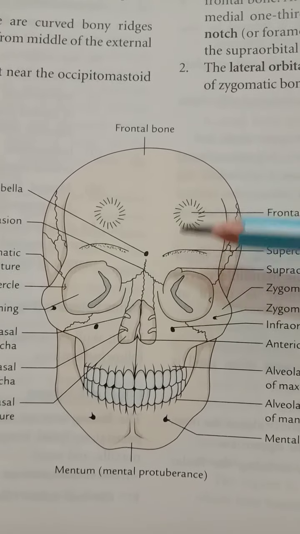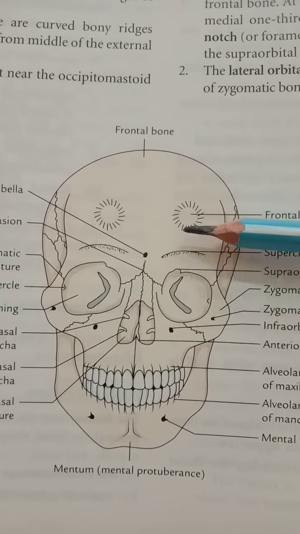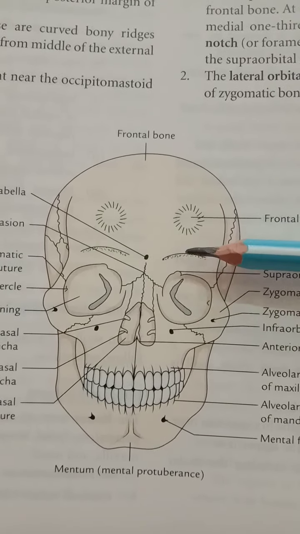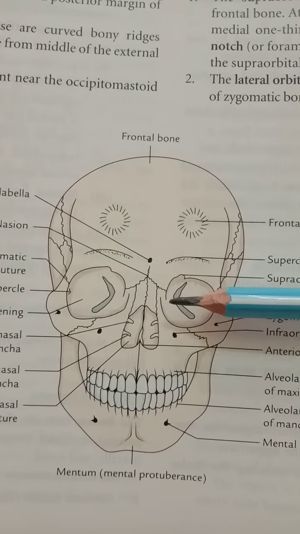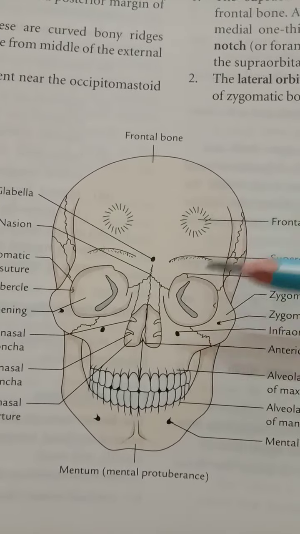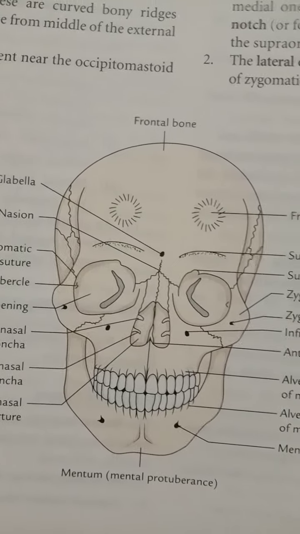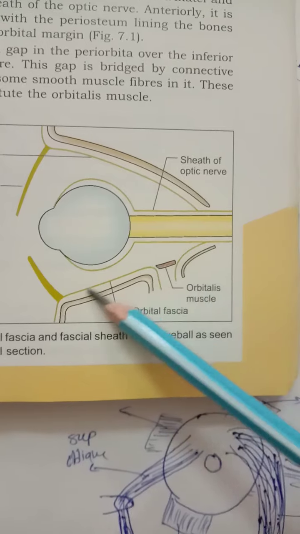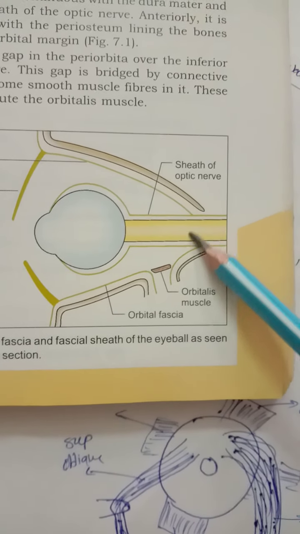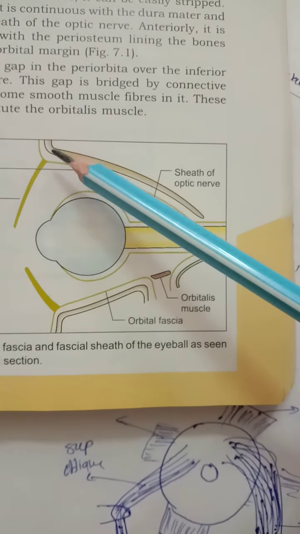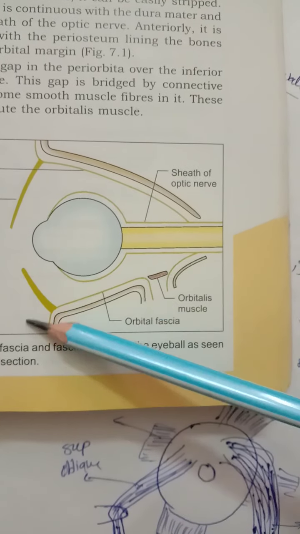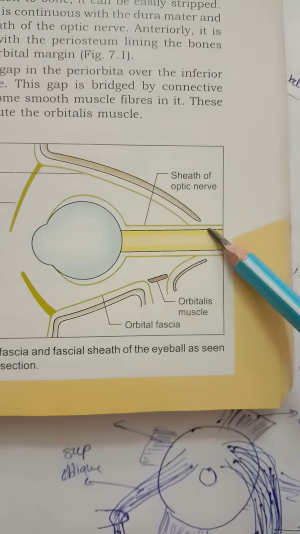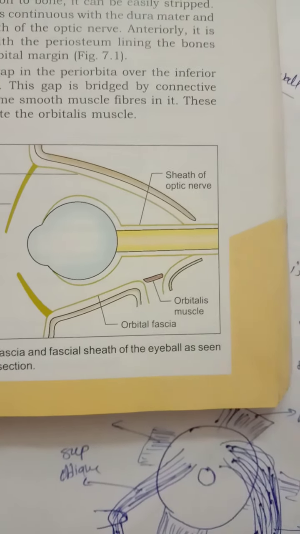The long axis of each orbit passes backwards and medially. The medial walls are parallel with each other, but the lateral walls are set at right angles with each other. In another diagram you can see the pyramidal shaped cavity, with its apex directed backwards, and here the anterior part is the opening, and here the eyeball is located with the optic nerve, this one.